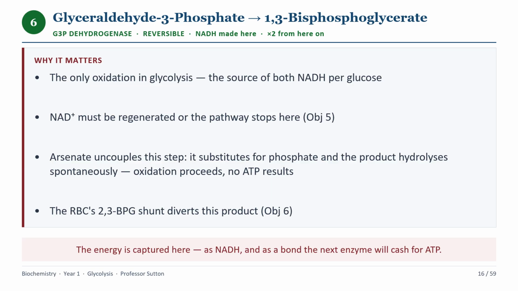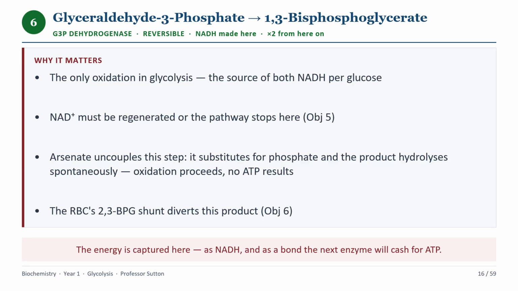So this gets the constraints of the rest of the pathway. NAD plus is present in the cell in limited amounts. If it is not regenerated, this step stops. And if this step stops, glycolysis stops. Everything we say later about lactate and about the shuttles is a solution to that one problem.